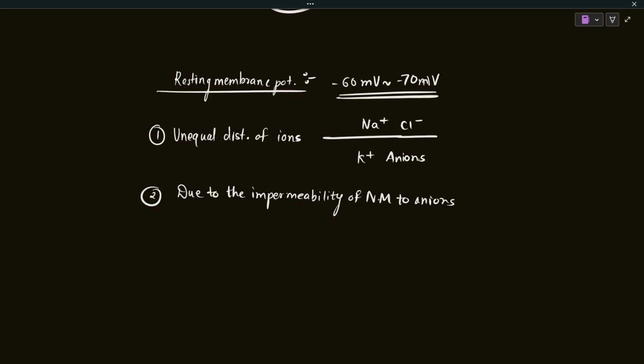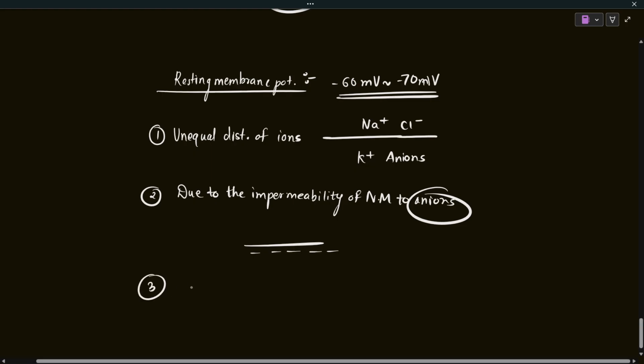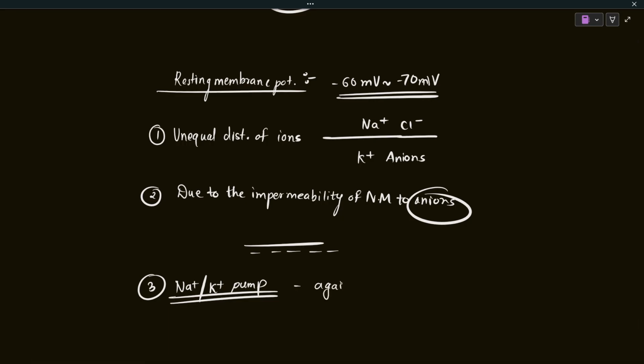This is also maintained. So even though the cations can move from inside to outside or vice versa, the anions cannot move from inside to outside, and this helps us maintain the overall negative charge on the inside of the membrane. Then the resting membrane potential is also maintained with the help of the sodium potassium pump, which actively transports the sodium ions and potassium ions against the electrochemical gradient. So this is how the resting membrane potential is maintained in the neurons.